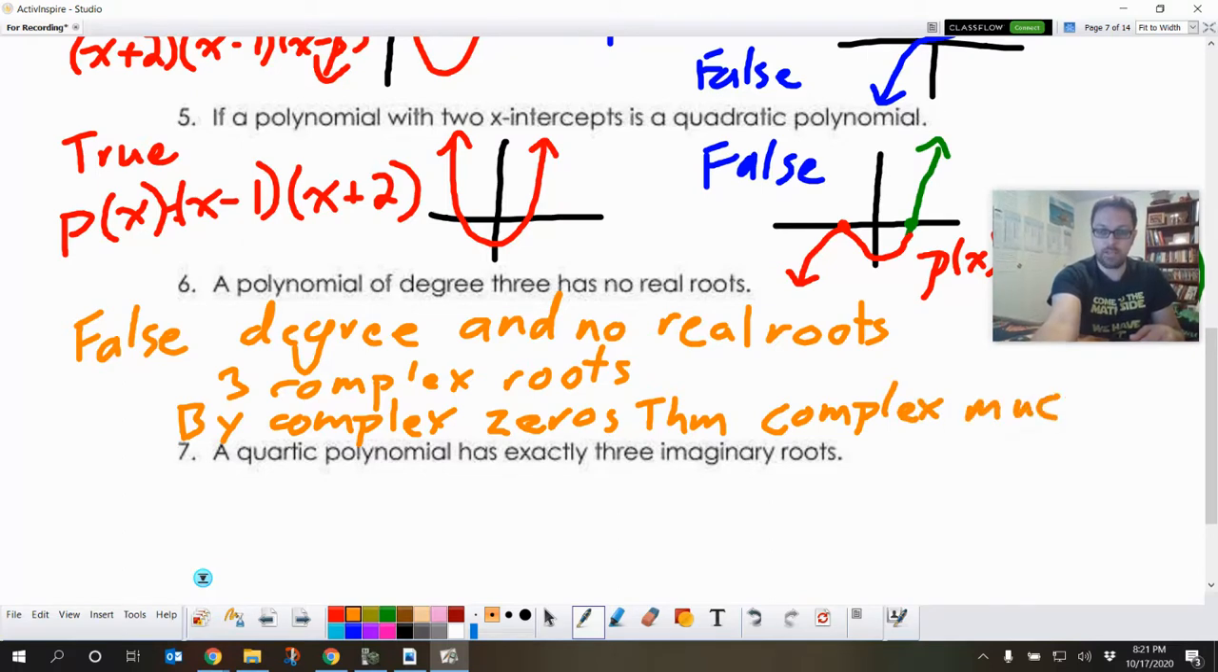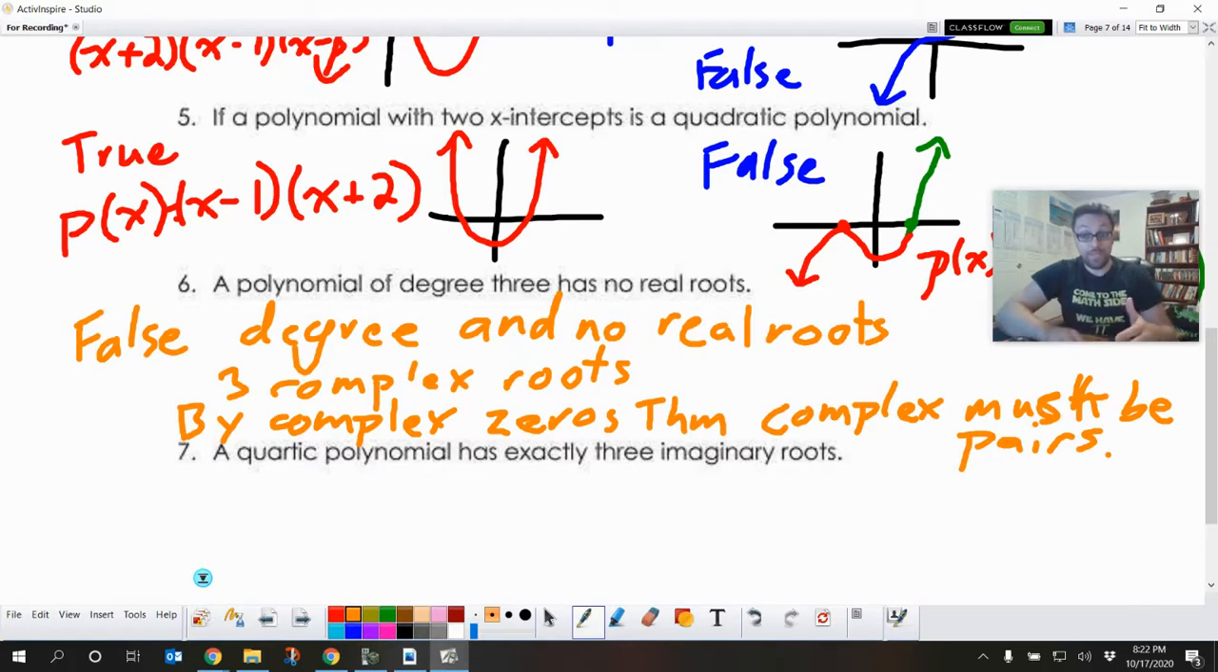Now I'm writing this in fractured sentences. On the test, you should write full sentences. I'm saying full sentences, I'm just not writing that. Must be pairs. So a good full answer to this, repeat this as many times as you need: This one is false. A degree 3 polynomial with no real roots would have 3 complex roots. However, by the complex zeros theorem, complex roots must come in even numbered pairs. We cannot have an odd number of complex roots, so this statement must be false. Woo!